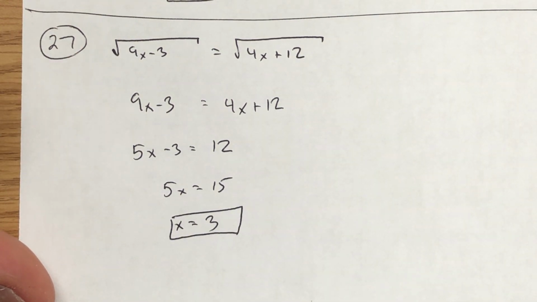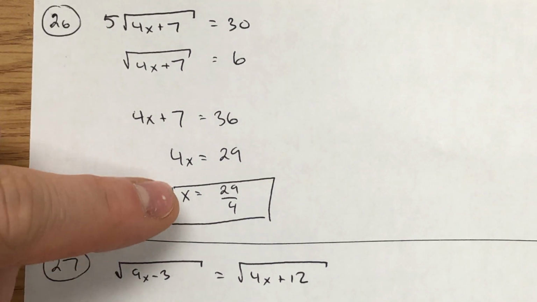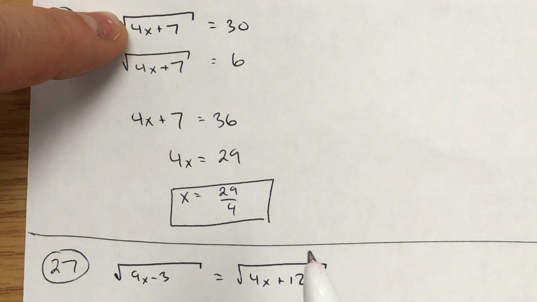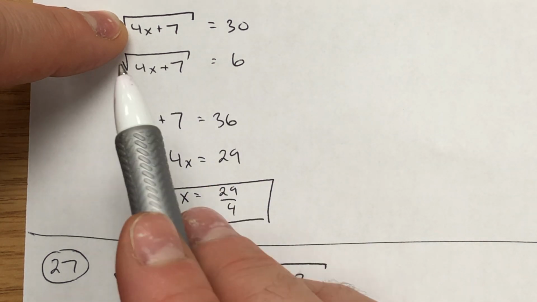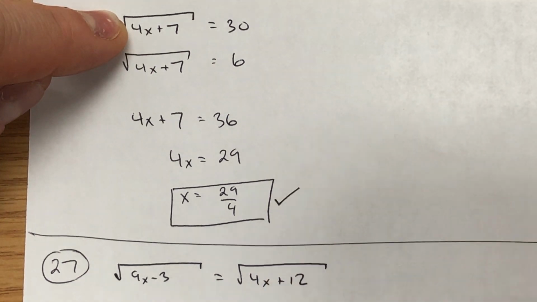Now, the big thing that you do want to pay attention to with some of these is you want to make sure that your answers are eligible. We didn't actually check the first one, but if I try and plug in 29/4 into this, 4 times 29/4 is going to give me 29 plus 7. That is a positive number. That answer is valid.